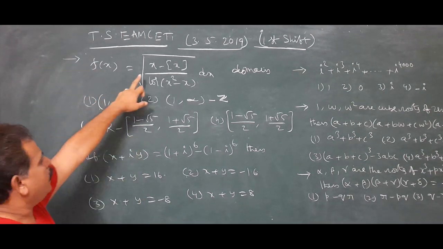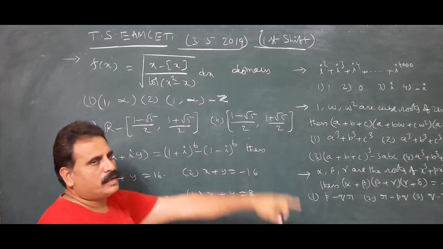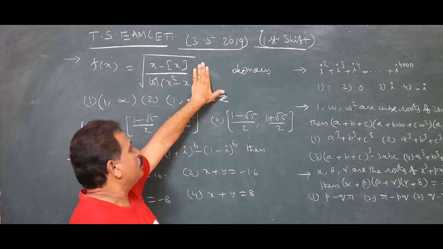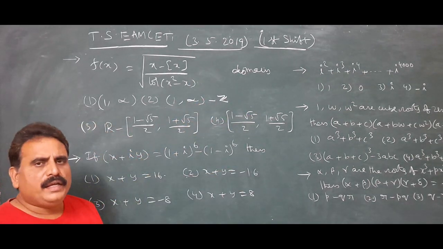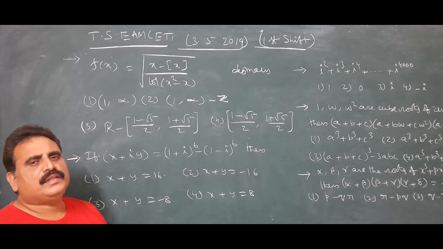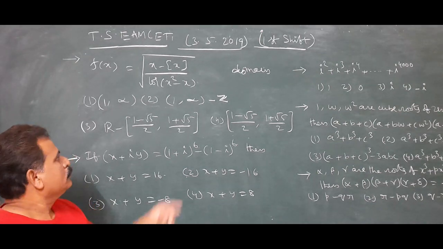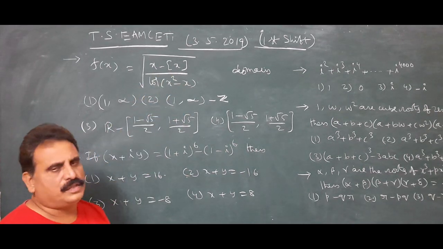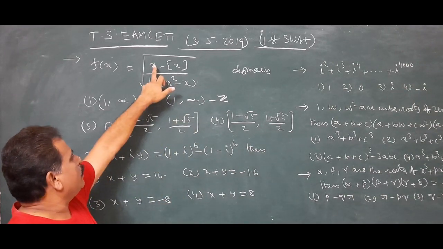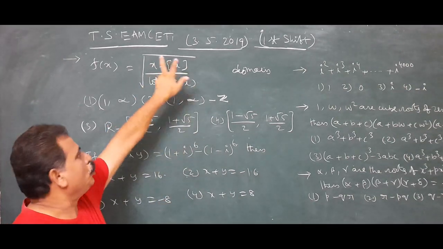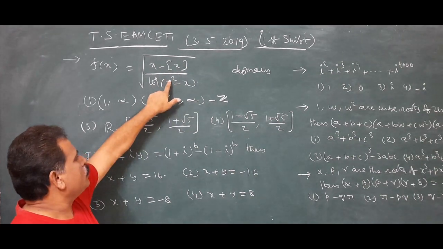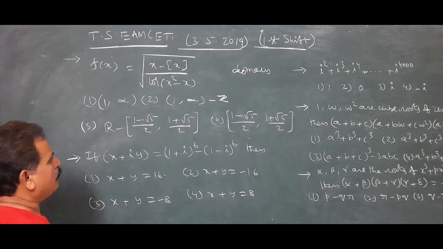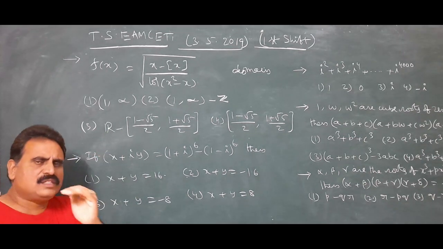f(x) equals root of (x minus [x]) by log of (x square minus x), find the domain of that function. By verification we can easily identify the correct answer. x minus [x] is defined for all integers. If you take x equal to, for example, minus 1, it is defined, 0. Log of (minus 1 whole square plus 1) is log 2, which is defined. So the domain must contain minus 1.